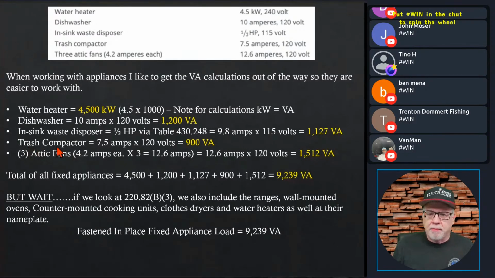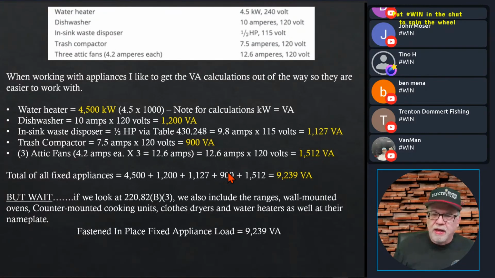We got that trash compactor at 7.5 amps times 120 volts. That's what's given to us in the question or our calculation. So that is 900 VA. And we had those 3 attic fans. We just added all of those 4.2 together like they did in the question, and that gives us 12.6. And we do those at times 120 volts as well, so that's 1,512. Don't trust me? Trust me. So 12.6 times 120 is 1,512.